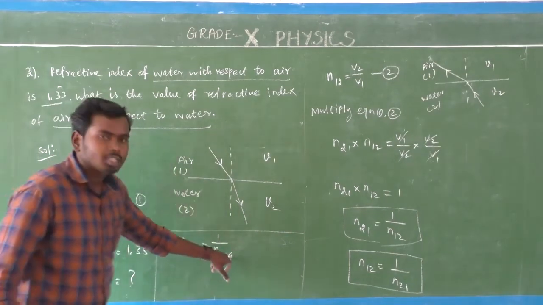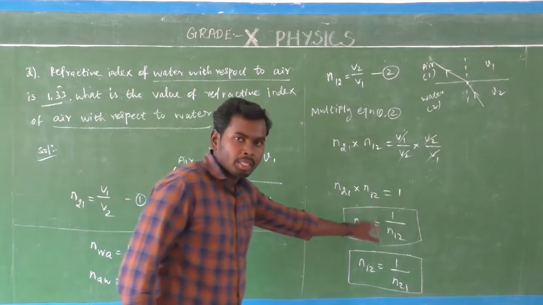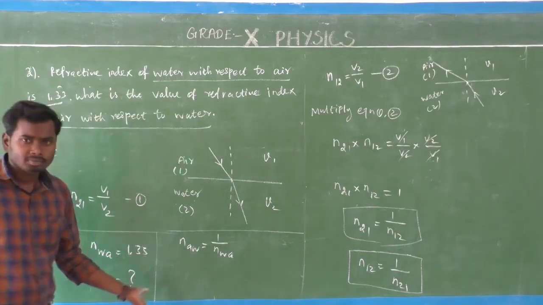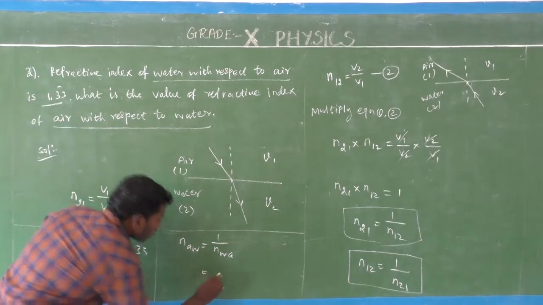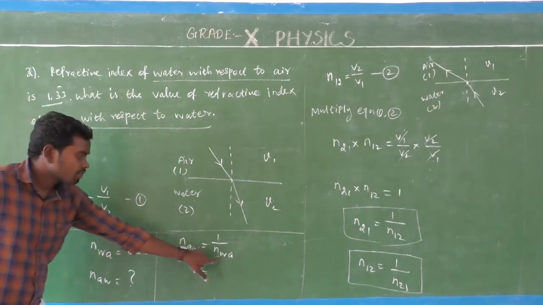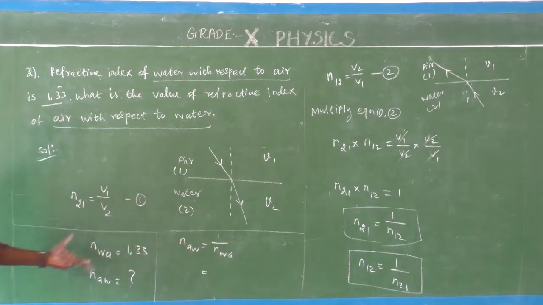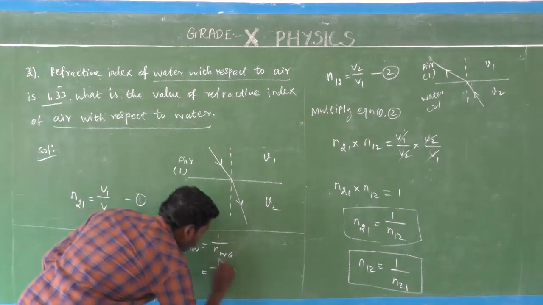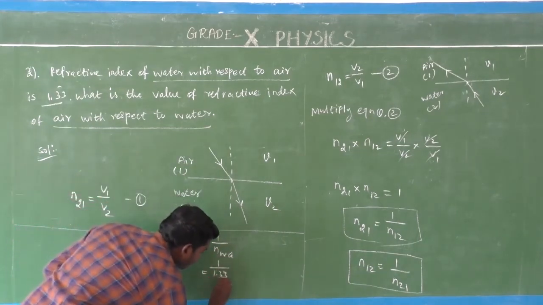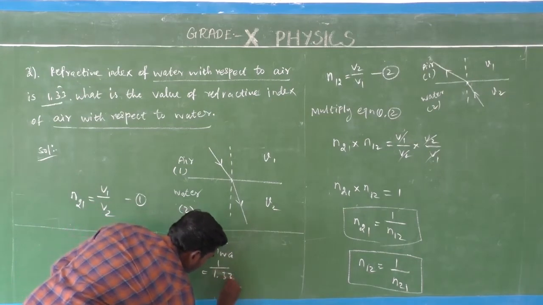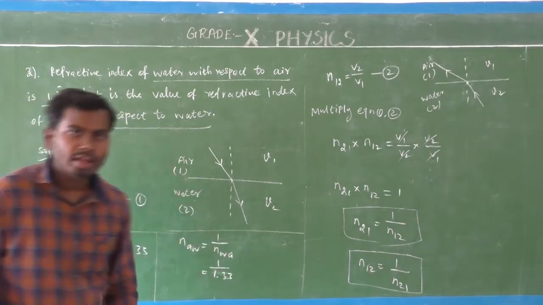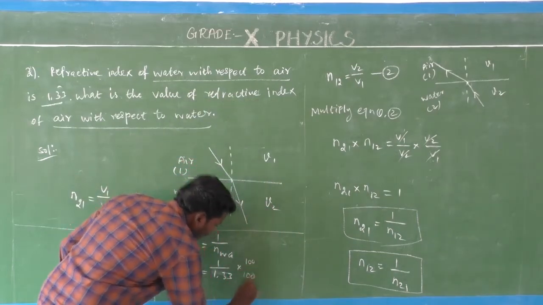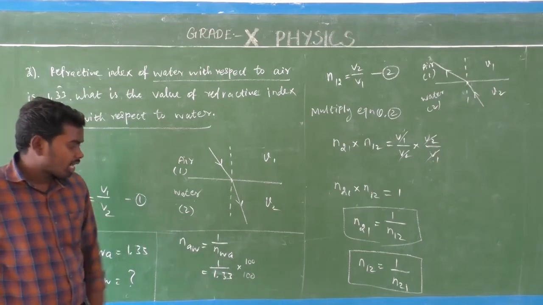Refractive index of water with respect to air. According to this relative refractive index formula, we can write it like that. We know the refractive index of water with respect to air already, that is equal to 1.33. You substitute here, so it is 1 divided by 1.33. You further divide: multiply both with 100.